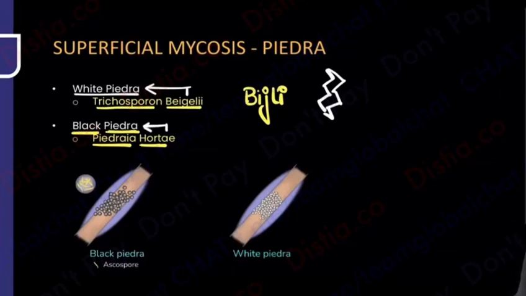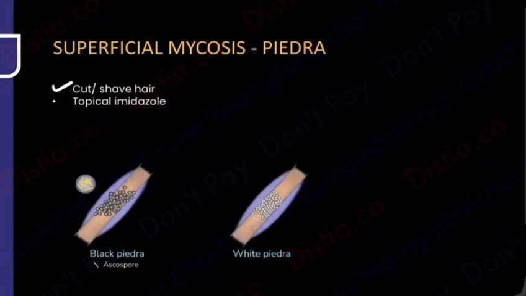Having said that, now let's move on to the treatment. If a hair follicle is affected with black or white piedra, what do we do? The first thing you have to do is cut or shave the hair, and along with that, the same as you were giving for tinea nigra, topical imidazole creams are given after cutting and shaving the hair.